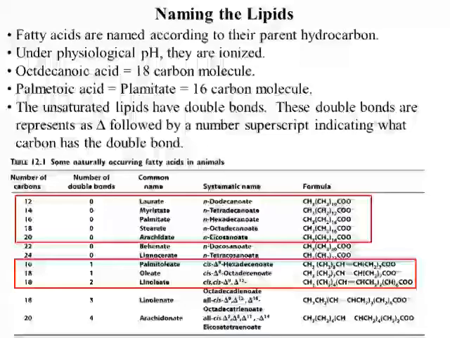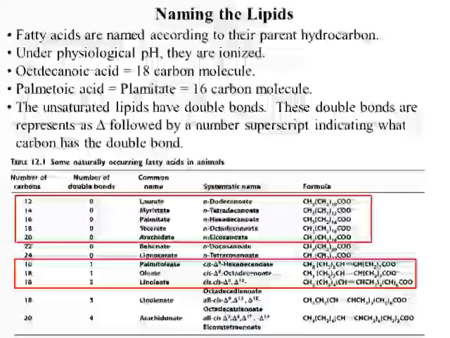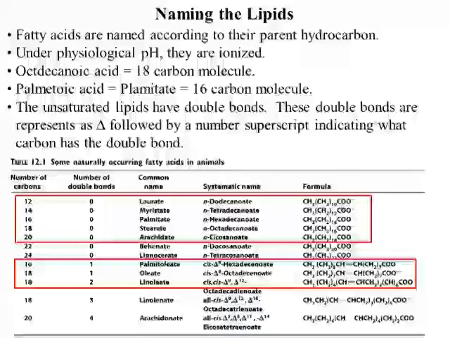Oleate, olive oil. Now, let's go to this box here. I'm showing three examples that I want you to be aware of. 16 and 18, actually two flavors of the 18 carbon fatty acid, and that's oleate and linoleate. Now, let's go to this column right here. Let's look at the name. You see that we have these symbols.